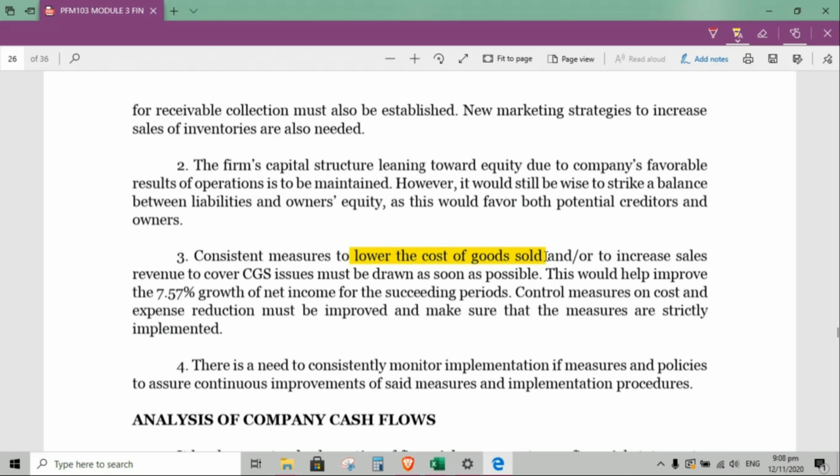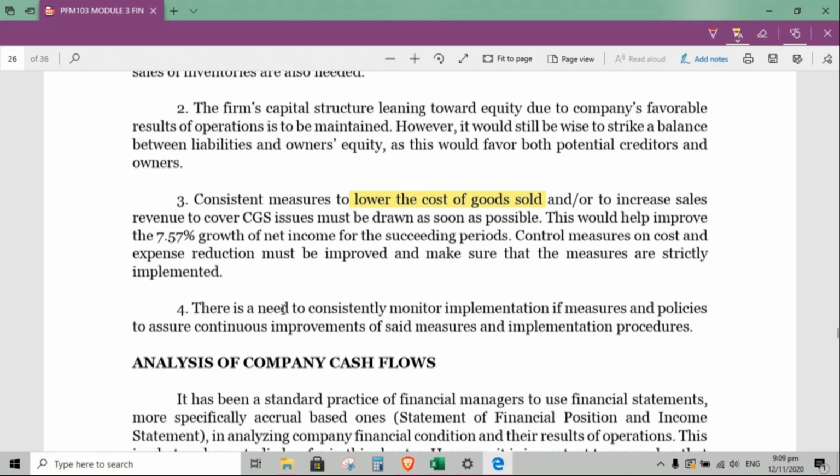Kaya nga, di ba, pag namamalengke tayo, syempre, pinipili natin ng maigi kung saan yung mas mura. Pero yung maganda. Para kahit pa paano, kung konti lang pinuhunan natin, at pagdating naman sa pagbenta, mababawi natin siya. And so, it has something to do with costing and of course, marketing planning. Yan. And there is a need to consistently monitor implementation of measures and policies to assure continuous improvements of said measures and implementation procedures.